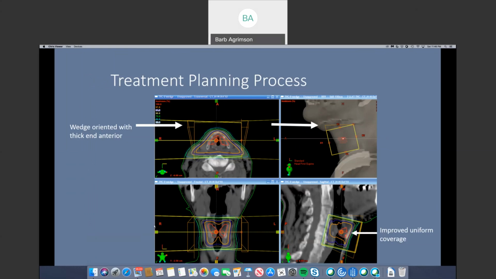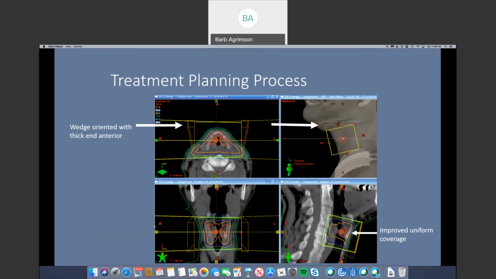However, we can improve the plan by utilizing wedges in the pathway of the beam, and the wedges are going to help compensate for the patient's body contour. So in this case, the wedge is oriented with a thick end anterior to compensate for the thin area of the patient's neck. Compensators like wedges help improve the dose distribution, making it more uniform around the target volume.